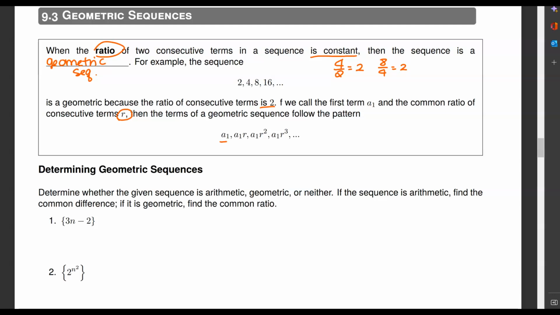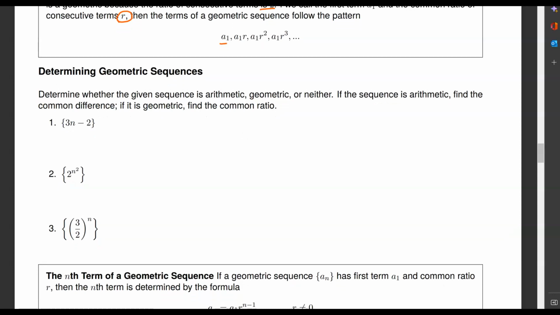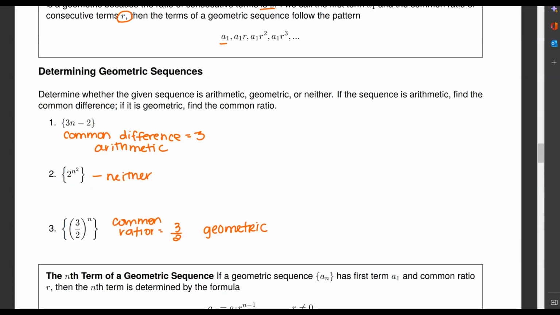determine whether the given sequence is arithmetic, geometric, or neither. So try to see if you can figure this out. Hopefully you see that the first one has a common difference. Remember that constant rate of change is going to be 3. So that's going to give us an arithmetic sequence, just like the last video.